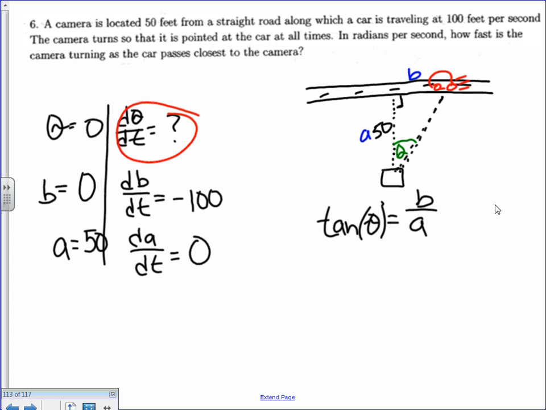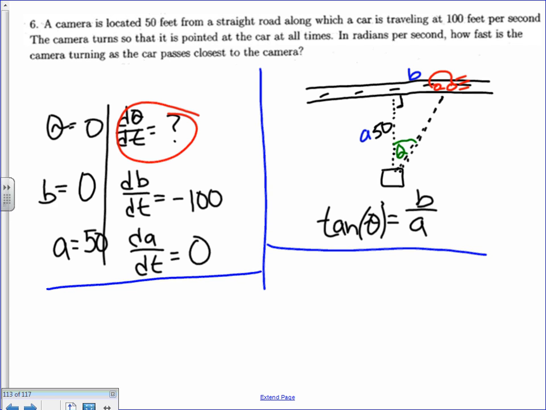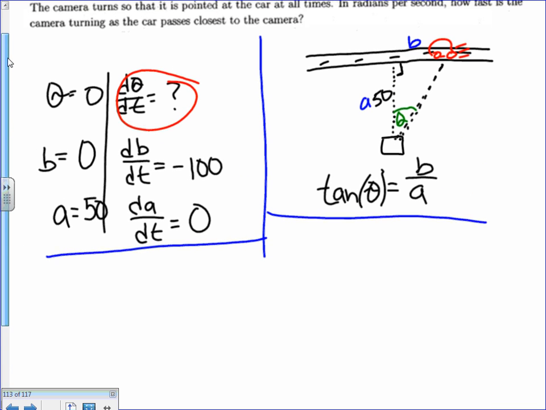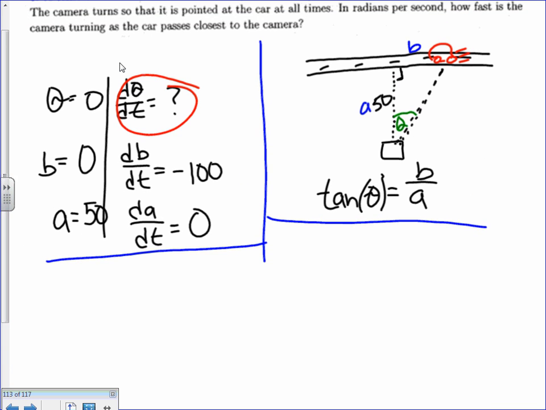Okay, I'm going to split my board up like I've done in every other problem here. And then down here in this space below, I'm going to take the derivative. Well, I don't want to use the quotient rule. I like to avoid using the quotient rule in problems when I don't have to. So I'm going to multiply the a over first. A tangent of theta equals b. Now I'm going to take the derivative. Now a is a function.